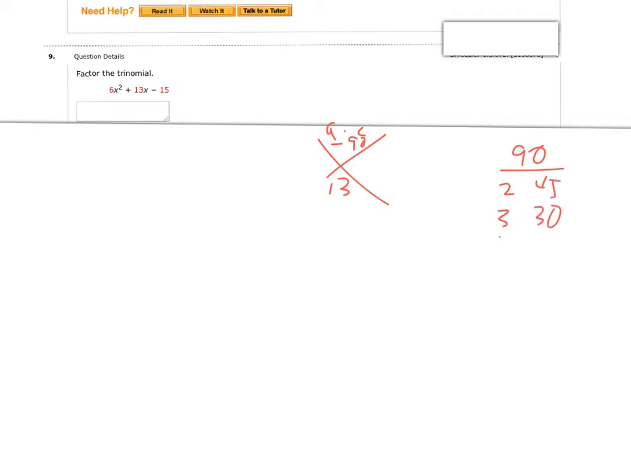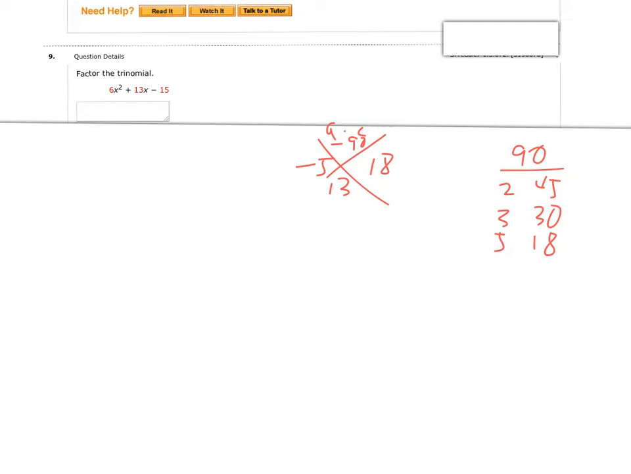Is 90 divisible by 4? No, it doesn't. 90 divided by 5, well, 10 would be 18. There we go. So I'll do it as a positive 18 and a negative 5.